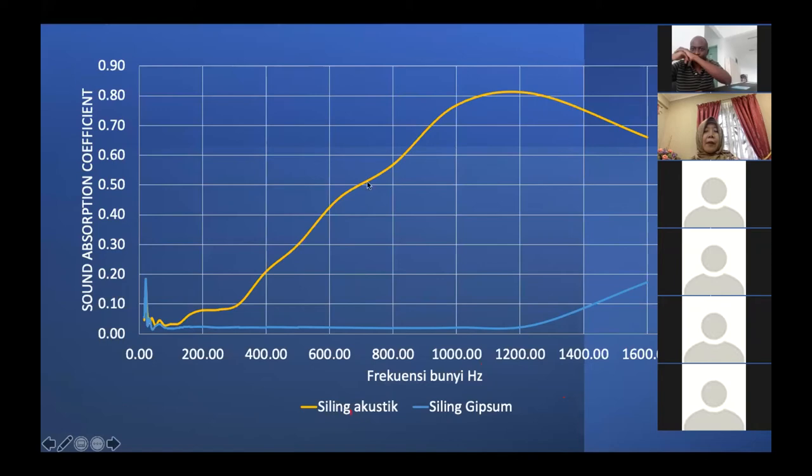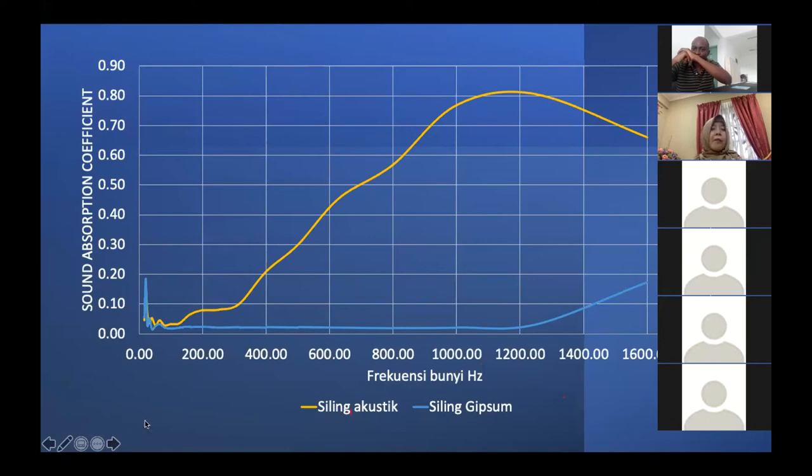Therefore, for the purpose of engineering acoustics, we usually calculate the average of the sound absorption. It is called NRC, noise reduction coefficient. Before we go to NRC, let's see another curve here. This is a gypsum ceiling compared to the acoustic ceiling. Look at the gypsum ceiling. It is very low. It is a reflective material.